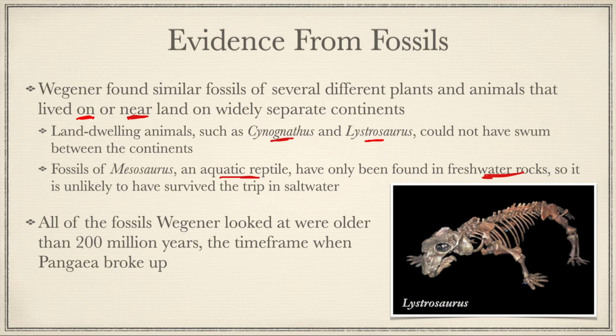All the fossils Wegener looked at were older than 200 million years. So we have that 200 million year time frame again. That's the time frame when Pangaea broke up. So all these fossils were older than 200 million years.